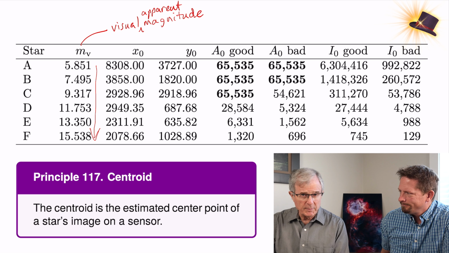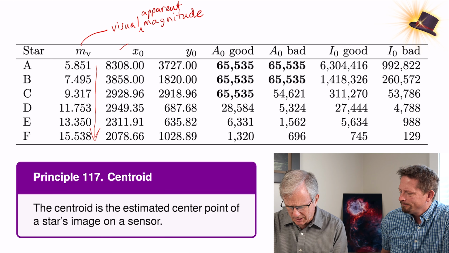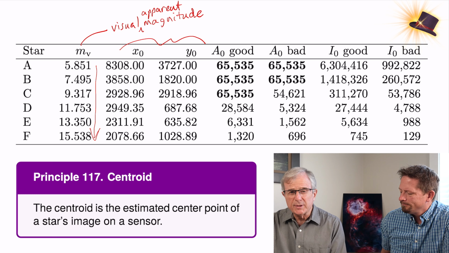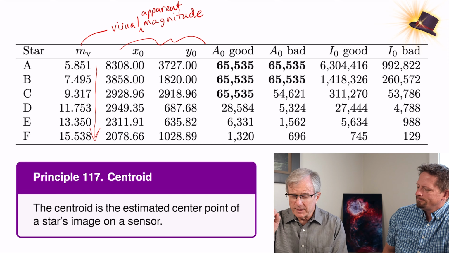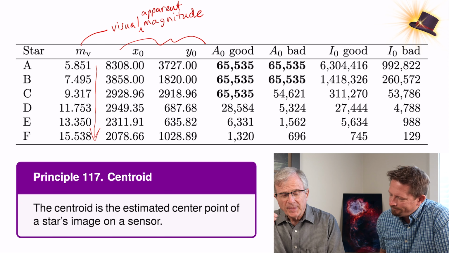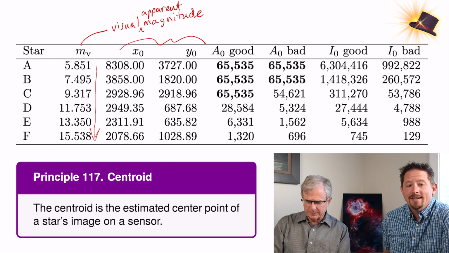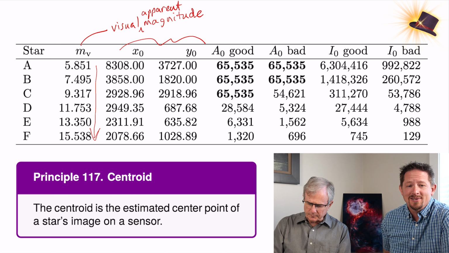And it's on a logarithmic scale, which we discuss in full in the book if you want the details. These are the centroid positions of this. Well, a centroid is the calculated center of the star. In fact, why don't you read that for us? It's the estimated center point of a star's image on a sensor.